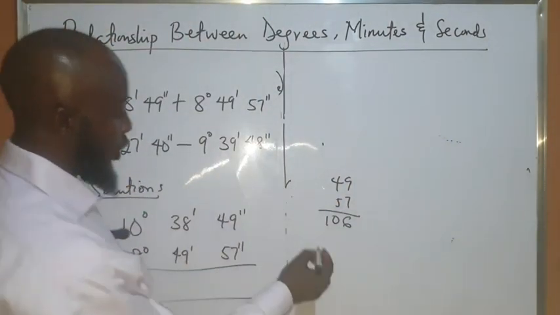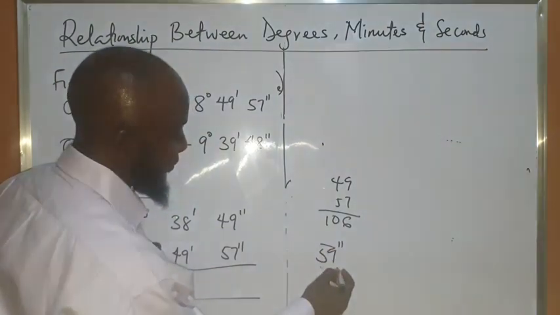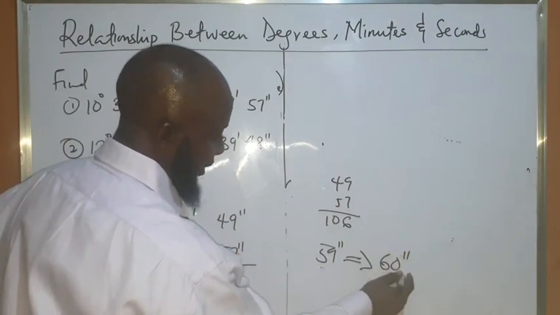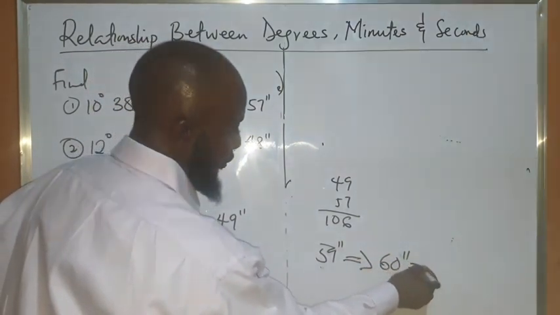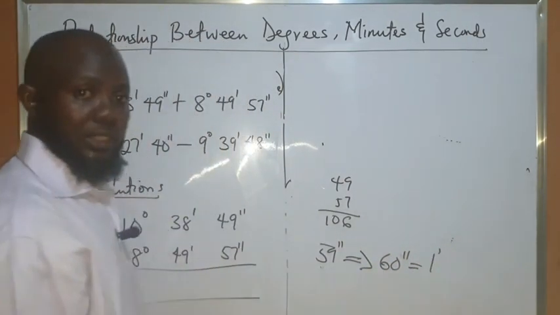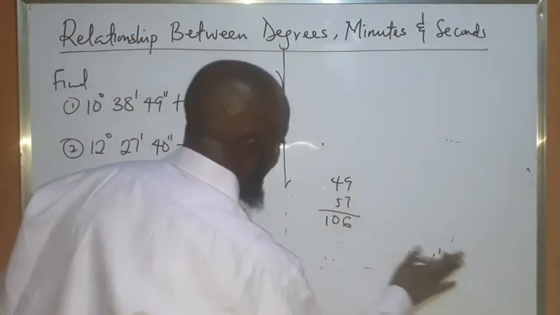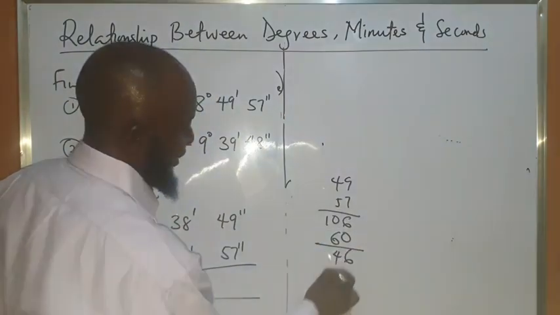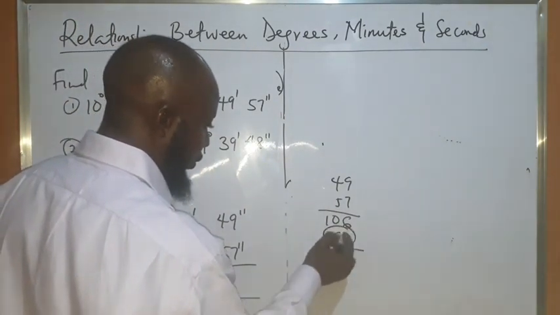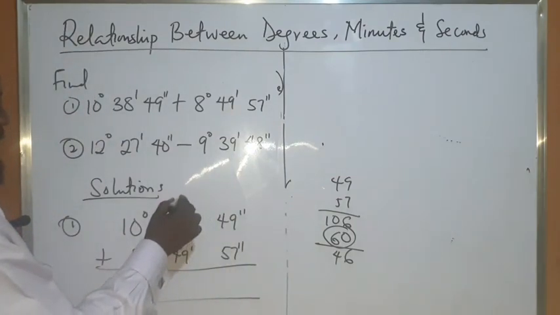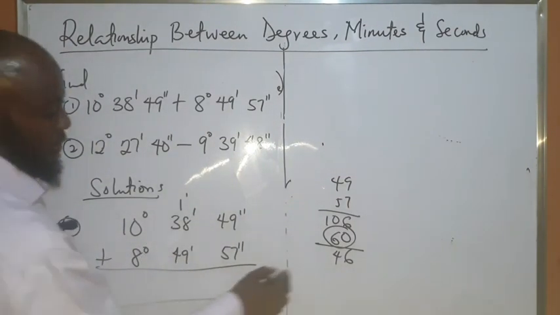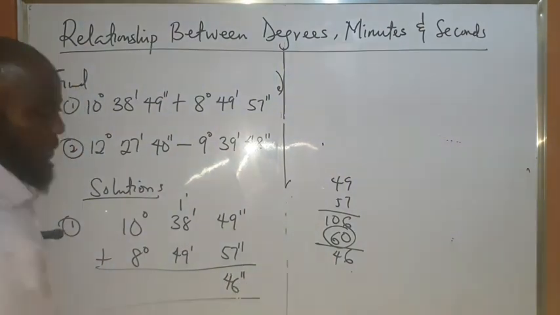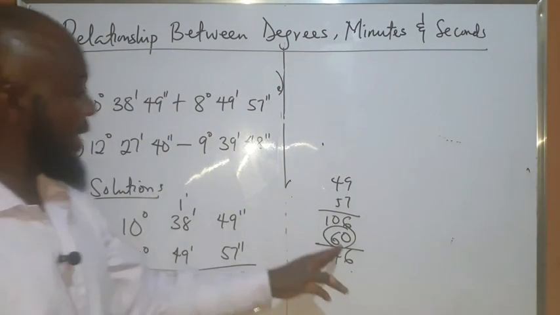Once you cross 59 seconds, you have moved to 60. So this 60 seconds is no more 60 seconds, it's equivalent to what? 1 minute. Is that clear? So we can bring out 1 minute from this place. Just subtract 60 from here. That gives 46. The 60 that we subtracted, we carry to the minutes place, because it's 1 minute. So what is left is 46 seconds. I hope this is very clear.